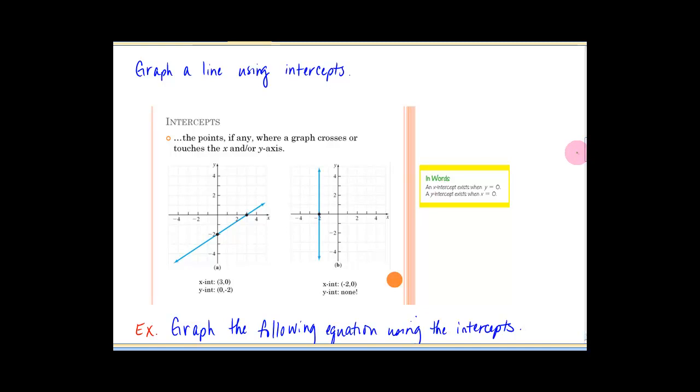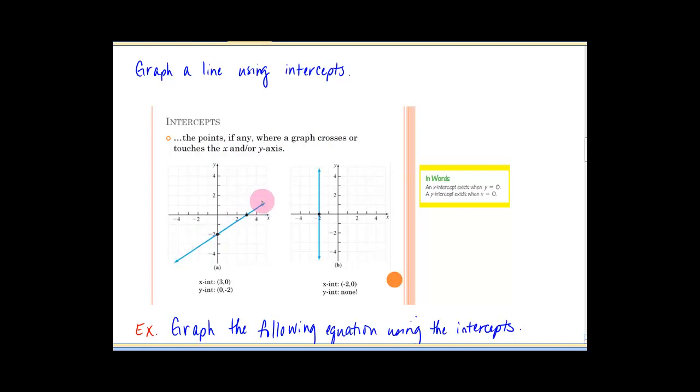Okay, the next thing we want to talk about is, well, what about when my line crosses the intercepts? When my line actually crosses the axes. Intercepts of my line are the actual points, if there are any, where the graph crosses or just touches the x and or the y-axis. Okay, so let's look at this line down here.